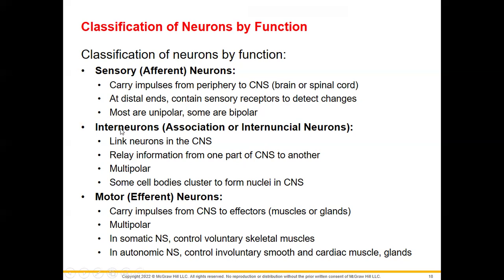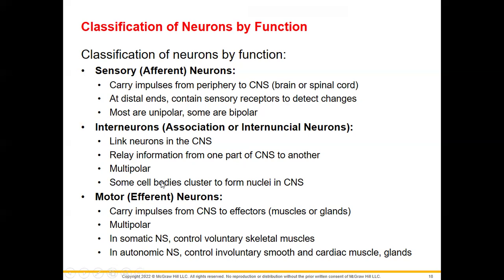Your interneurons, also called association neurons, are internuncial neurons. These are the neurons that link other neurons within the central nervous system. Remember, inter means between. So these are the go-between neurons between your sensory and motor neurons. These relay information from one part of the central nervous system to another. These are your multipolar neurons.